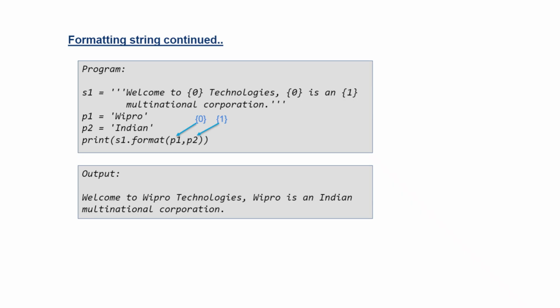Here also it is the same. S1 has "welcome to {} technologies and {} is one multinational corporation". P1 has a string called Wipro and P2 has a string called Indian. So now print S1.format(P1, P2) means P1 will be replaced in place 0 and P2 will be replaced in place 1.